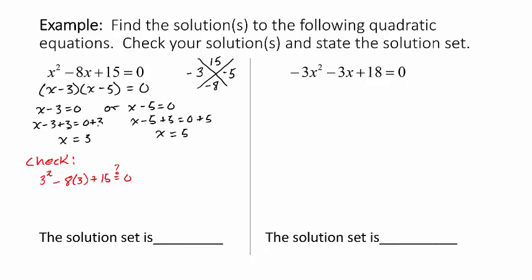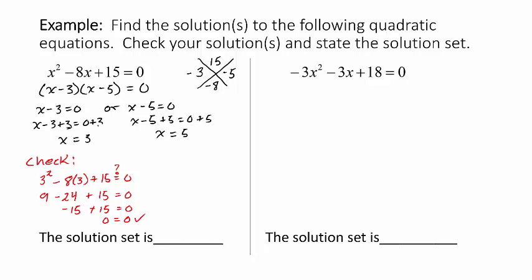That's our question, right? So I have 9 minus 24 plus 15. Is that equal to 0? Negative 9 minus 24 is negative 15 plus 15. Is that 0? Yes, it is. Very good. Okay.